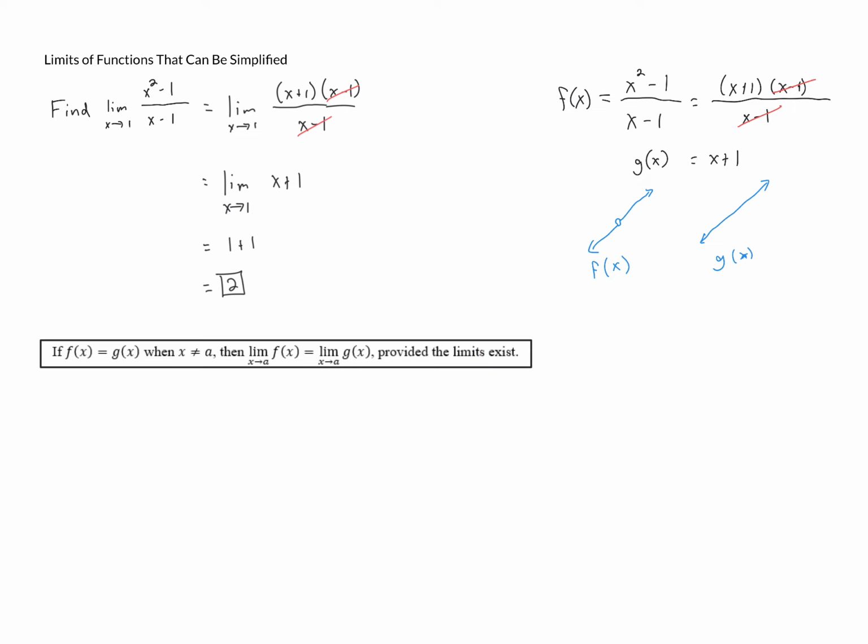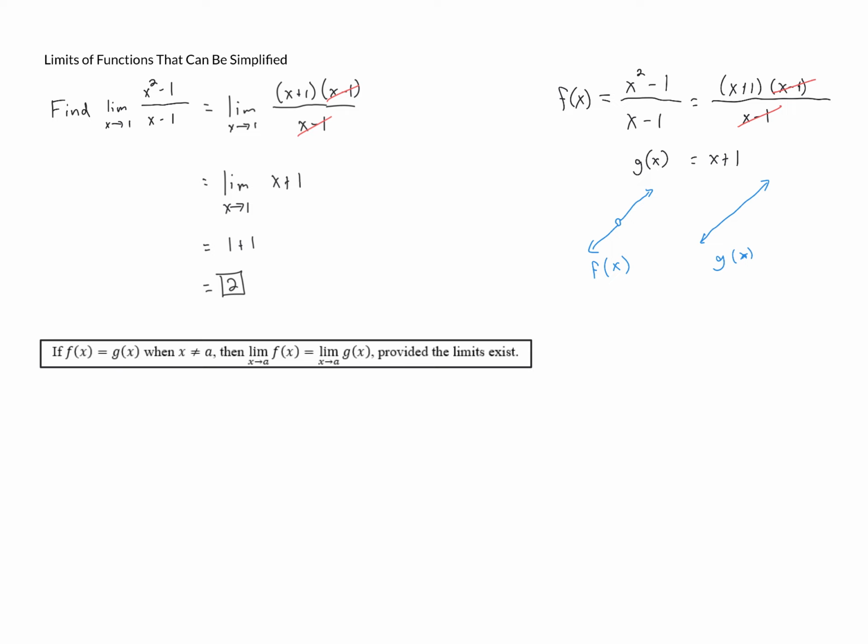And that's what's happening here. We have our original function, x squared minus 1 over x minus 1, and that's equal to our simplified function, x plus 1, everywhere except at that single value, x equals 1, because that value is not in the domain for one function, and it is in the domain for the other function. And so because these functions are equal everywhere except that value, that means that the limits are equal. And so to find the original limit, we can instead find the limit of the simplified version.